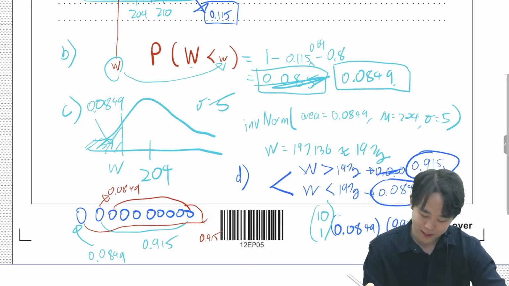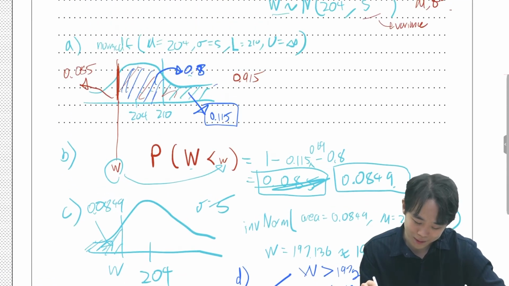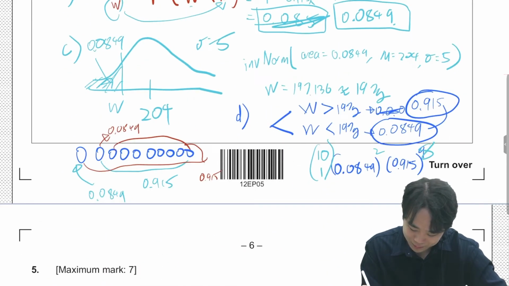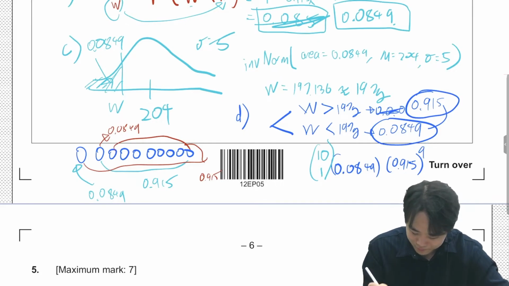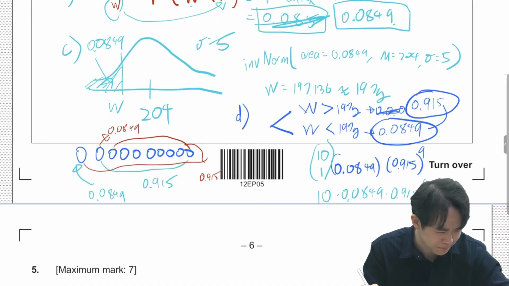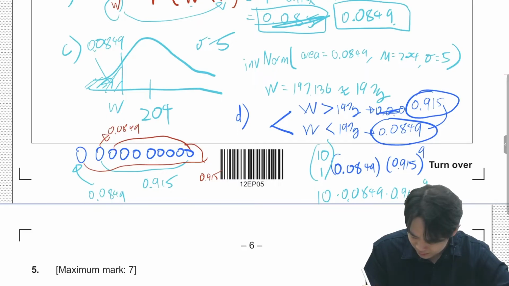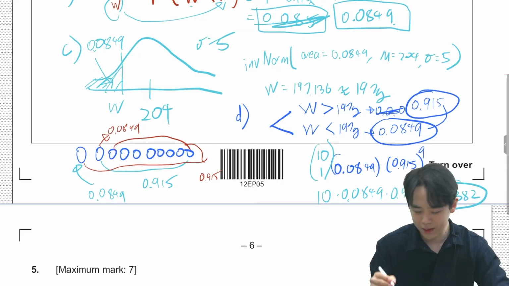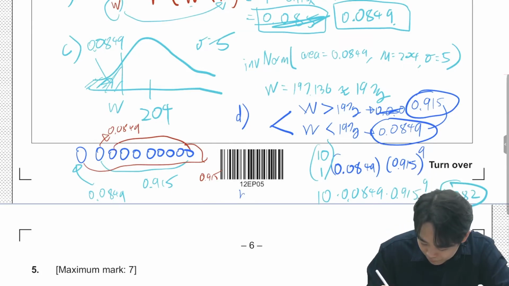So if the question was asking for 2 of these to be lighter, then we would just adjust these numbers and write 10, choose 2. Right? But for now, we're just going to write 10. So 10 times 0.0849 times 0.915 to the power of 9. That's going to give us somewhere around 0.382.